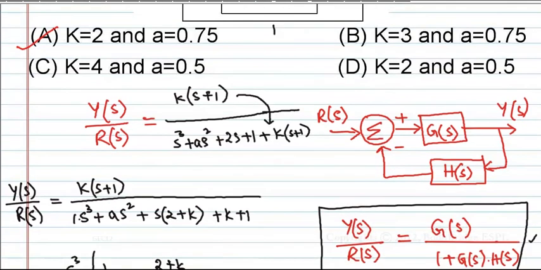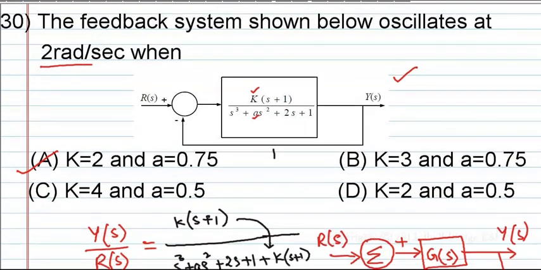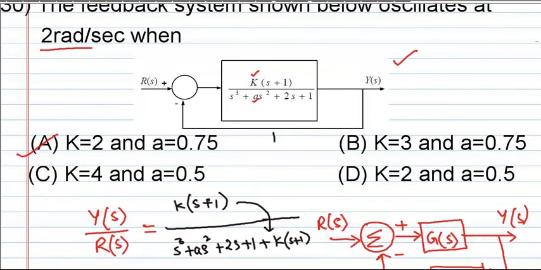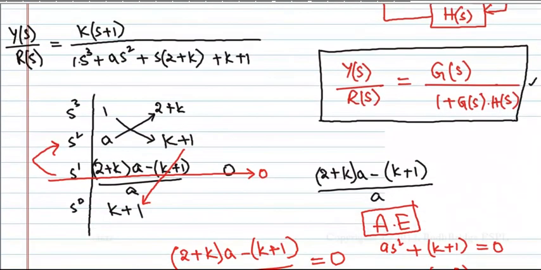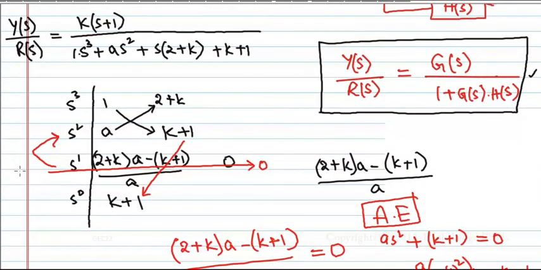Okay. What did I do? He has given this and it oscillates at 2 radian per second. Therefore you can directly say this is a question on RH criteria. In RH criteria you should draw the Routh-Hurwitz table. Therefore I drew it. And whenever a row of zeros occurs, the system oscillates. That we know. Therefore I have equated this to 0 and I found it out. Okay.